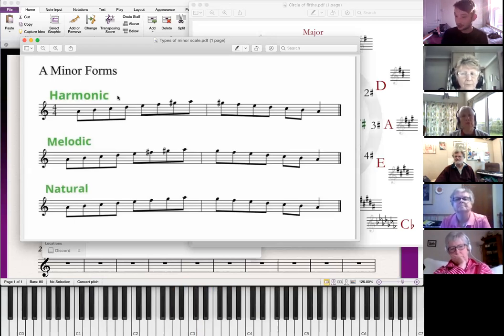So it sounds similar to the melodic minor scale, but it hasn't got that raised sixth degree like the melodic has. It has a natural sixth, and then it's got the sharpened seventh, and it's the same both ascending and descending.